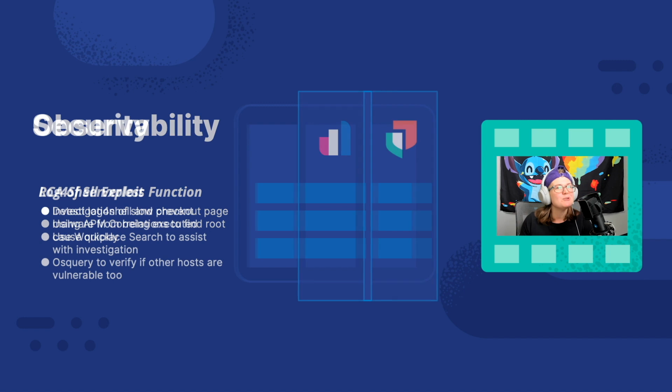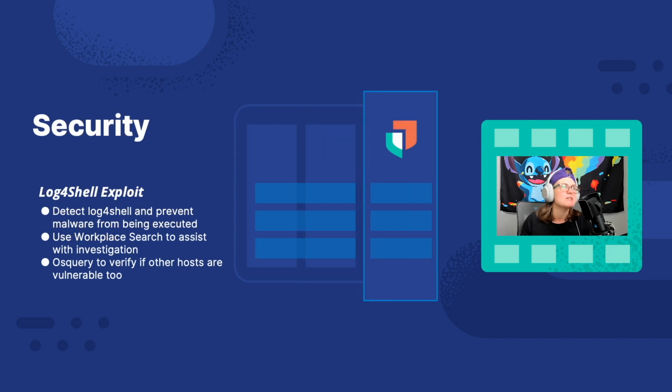Elastic Security can be used to prevent, detect, and respond to threats in the environment. In this last section, we'll show you a recent Log4Shell exploit investigation. We'll also be using Workplace Search to help with the investigation, as well as OSQuery to make sure no other hosts are affected.